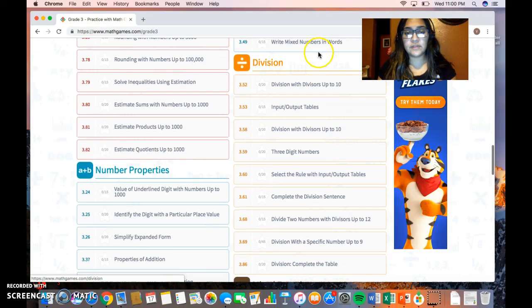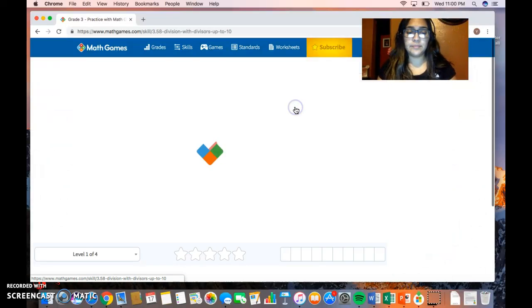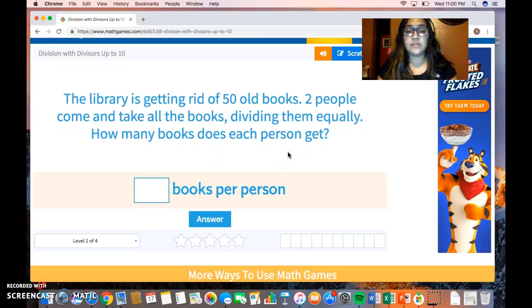So once you find division, I want you guys to go down to the 3rd box. So first, 2nd, 3rd box where it says 3.58. Click on it. It says division with divisors up to 10. And you're going to get a word problem.